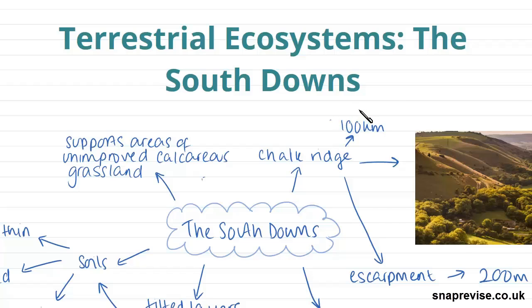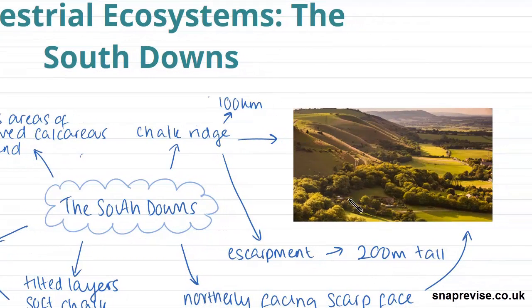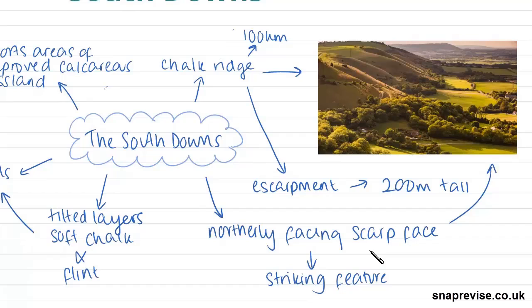The South Downs is an example of a terrestrial ecosystem, and this landscape, shown in this photograph here, is characterised by a chalk ridge, as you can see in this photo, and it extends a length of 100 kilometres, and it has a very specific ecosystem. This ridge is called an escarpment, and it's also 200 metres tall. The terrestrial ecosystem in the South Downs has a variety of different characteristics due to the shape of the chalk ridge, as the northerly facing slope has very different characteristics to the southern facing slope and the valleys in between.